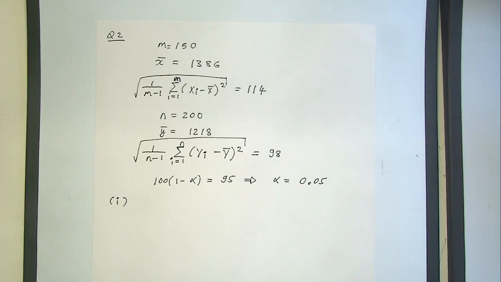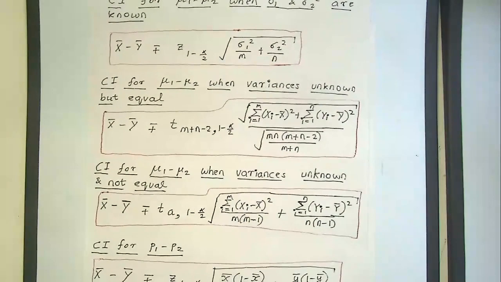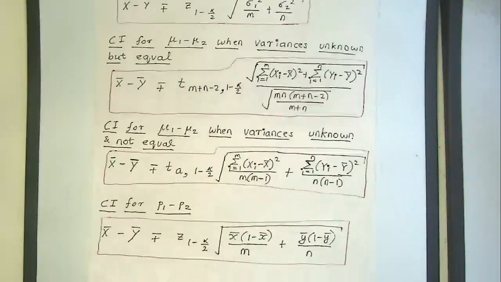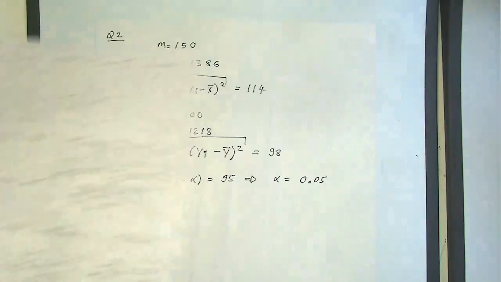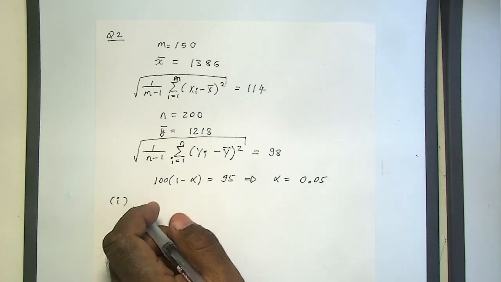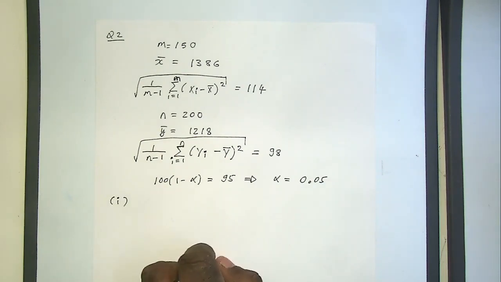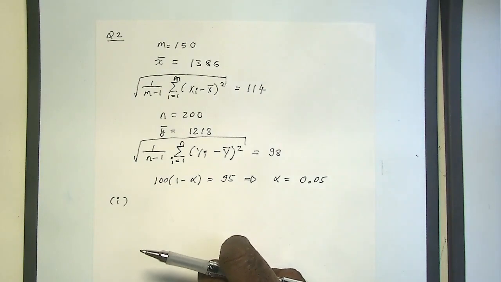These are the 3 formulas I just showed you a minute ago. The first one is when the variances are known. The second one, variances are unknown but equal. The third one, the variances are unknown and not equal. So for number 1, which one applies? Can you talk to me, please?